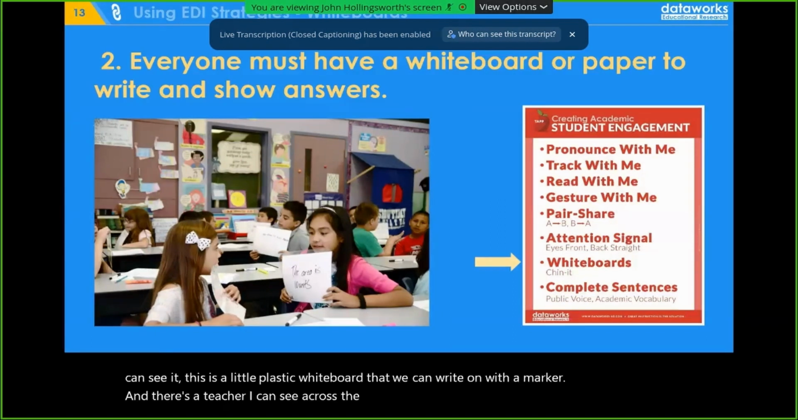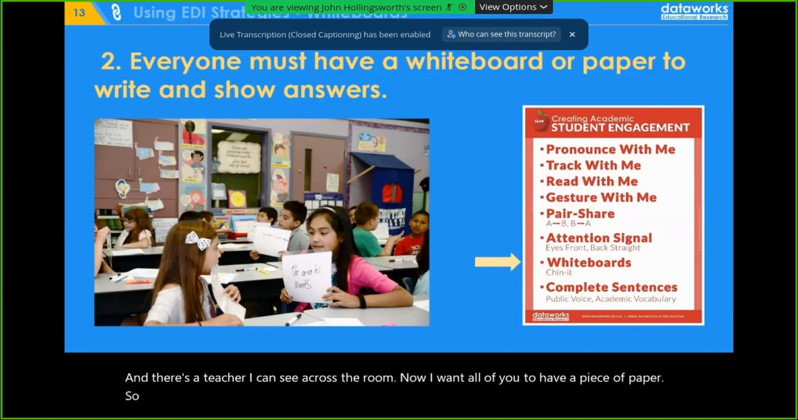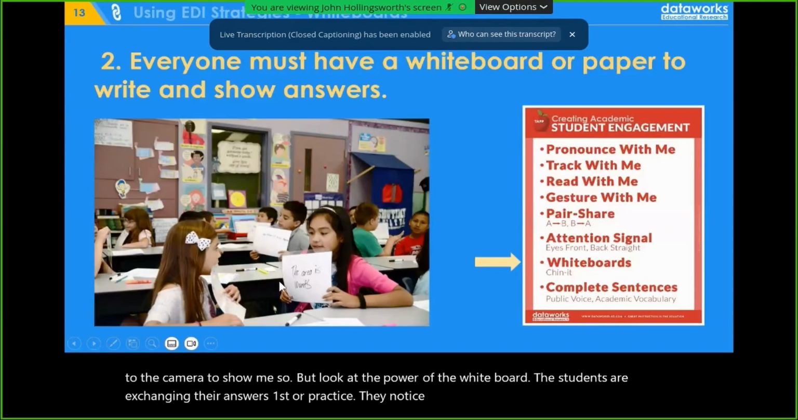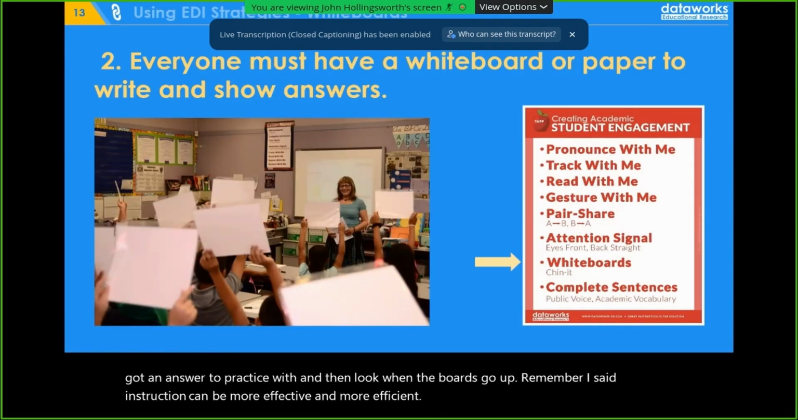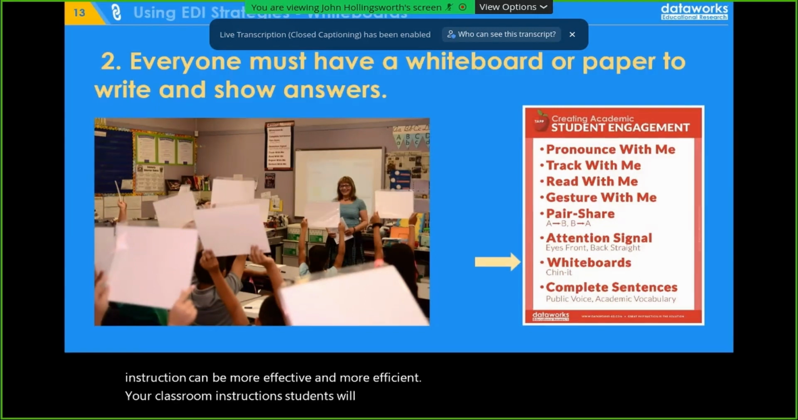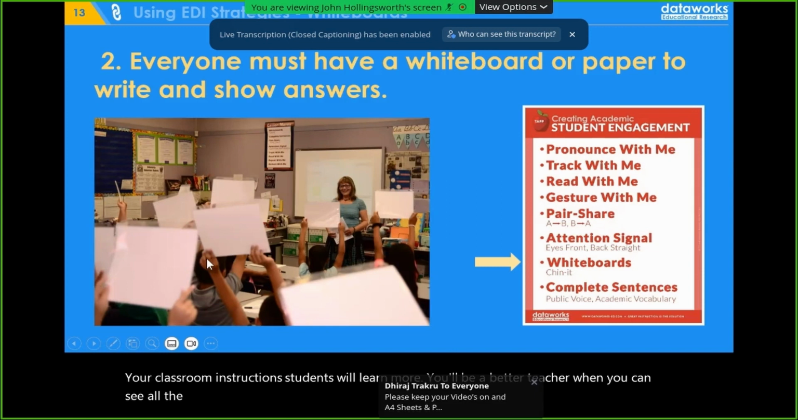But look at the power of the whiteboard. The students are exchanging their answers first. They're practicing. Notice every student is practicing. They've all got an answer to practice with. And then look when the boards go up. Remember I said instruction can be more effective and more efficient. Your classroom instruction, students will learn more.